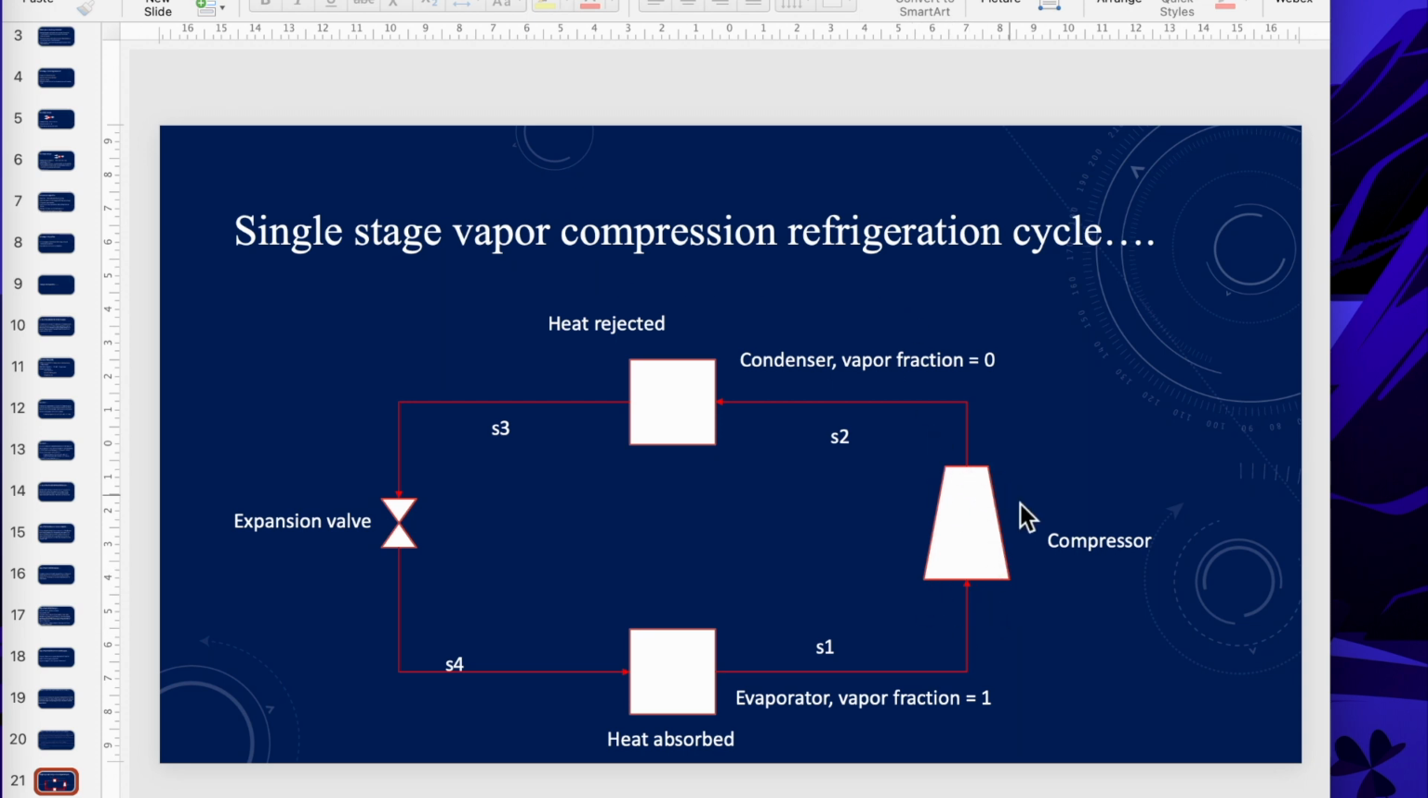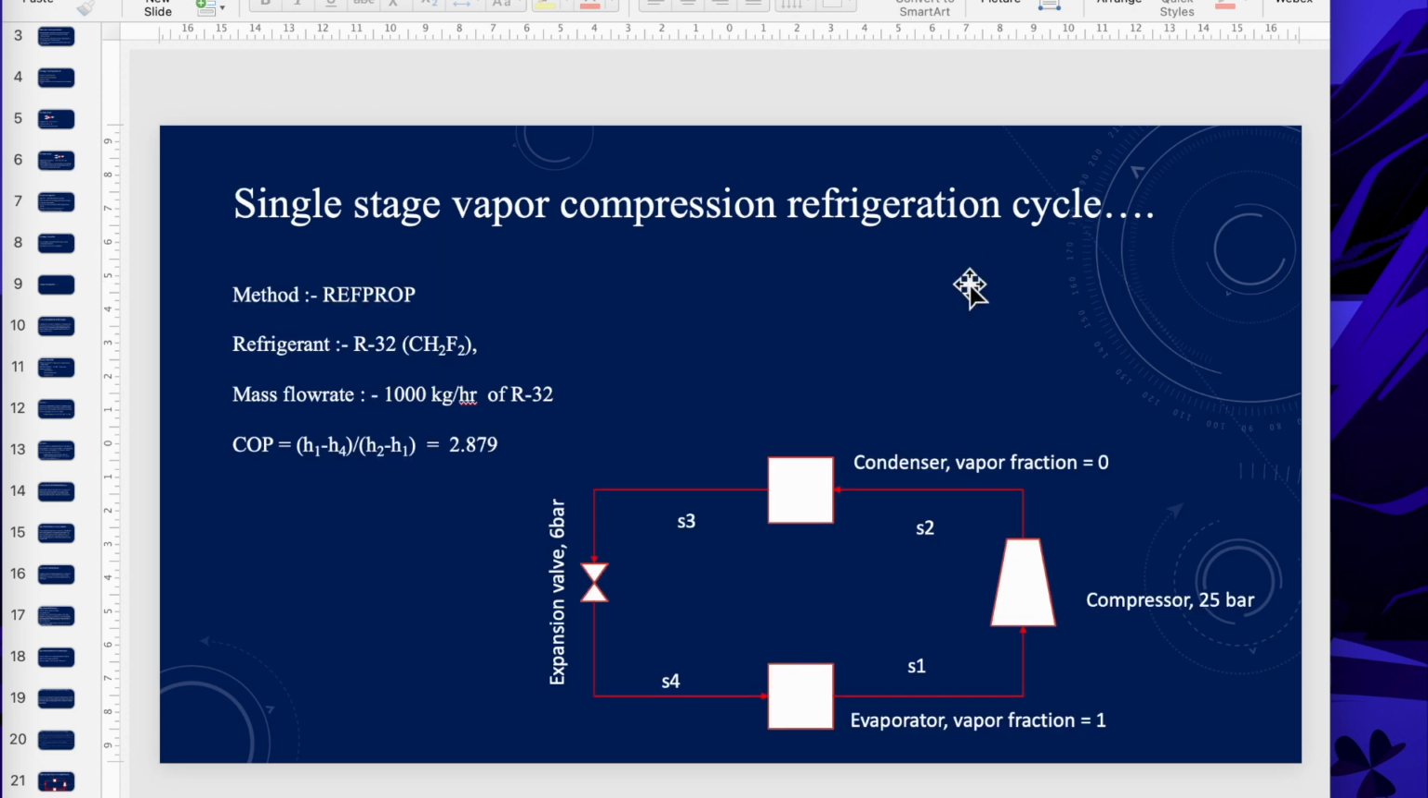It has a compressor which compresses the vapor coming from the evaporator. The high pressure vapor is then sent to the condenser, where heat is rejected to the surroundings, converting the vapor into liquid. Then the high pressure liquid is sent to the expansion valve, where isenthalpic expansion of the liquid takes place, and then that liquid is sent to the evaporator, where heat is absorbed from the sink. So this is your typical single stage vapor compression refrigeration cycle.